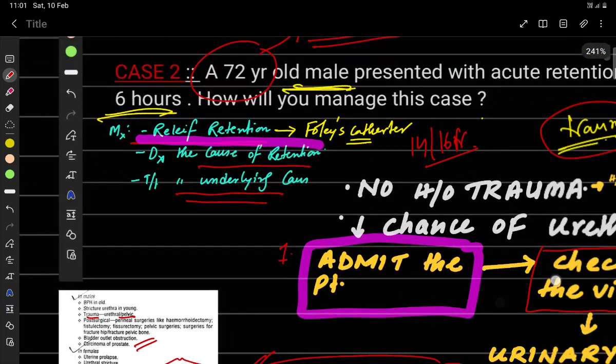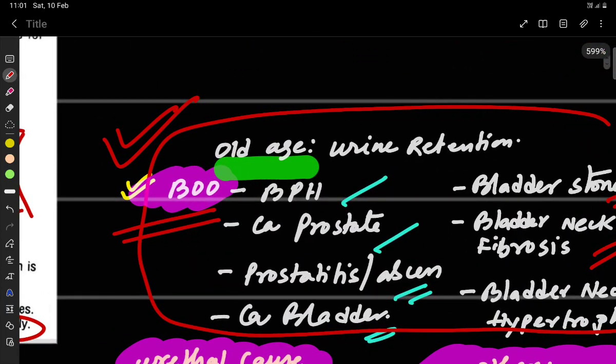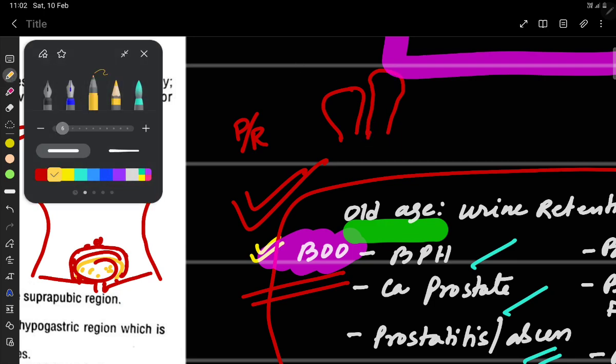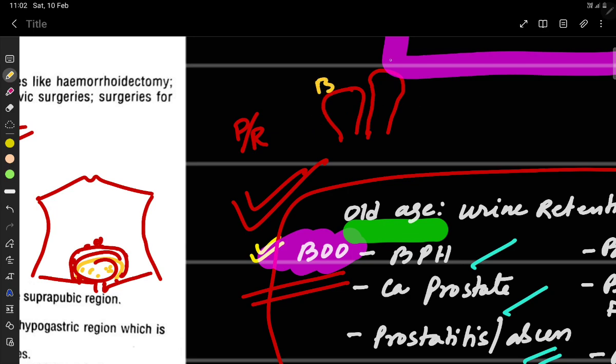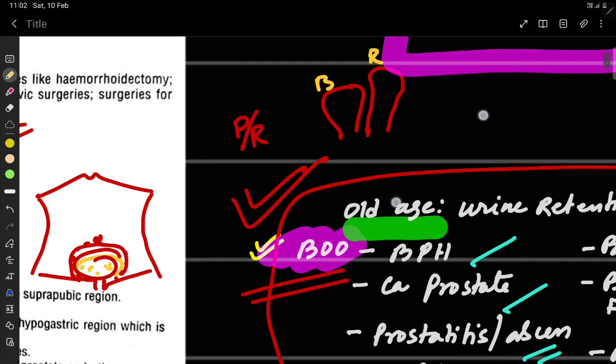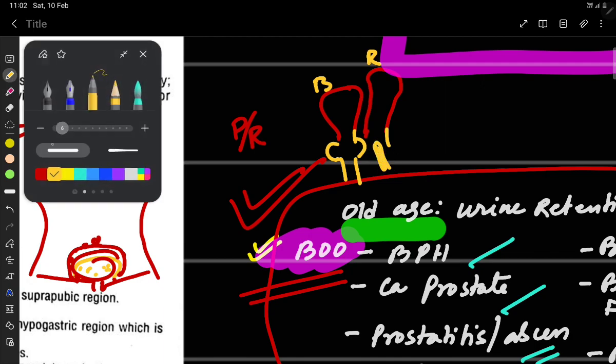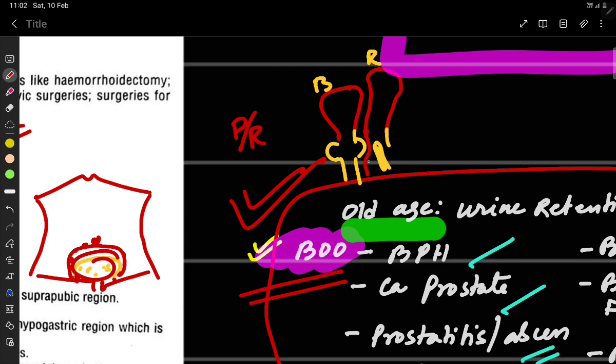One thing I want to add here: what is a per rectal examination actually? This is the bladder and this is the rectum, in a sagittal view, where the bladder is anterior and the rectum is posterior, and somewhere there is the prostate. Putting your finger into the rectum, you are trying to palpate the mucosa over the prostate.